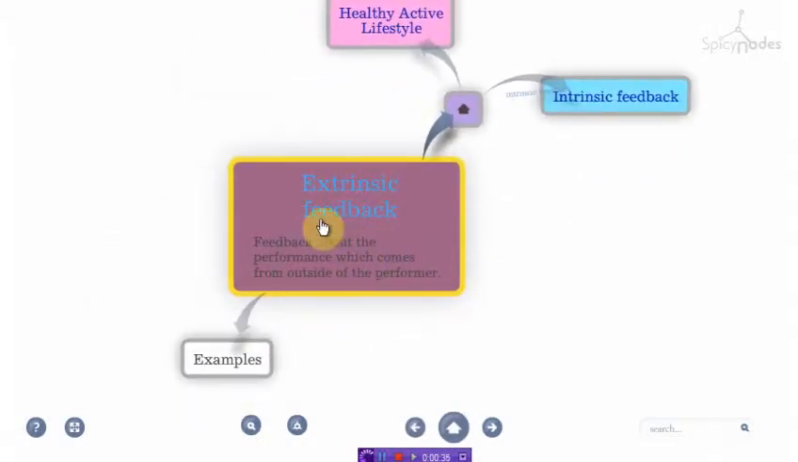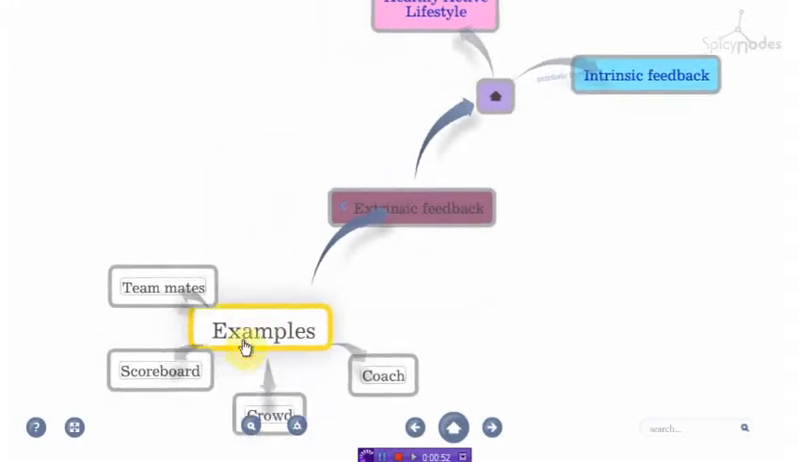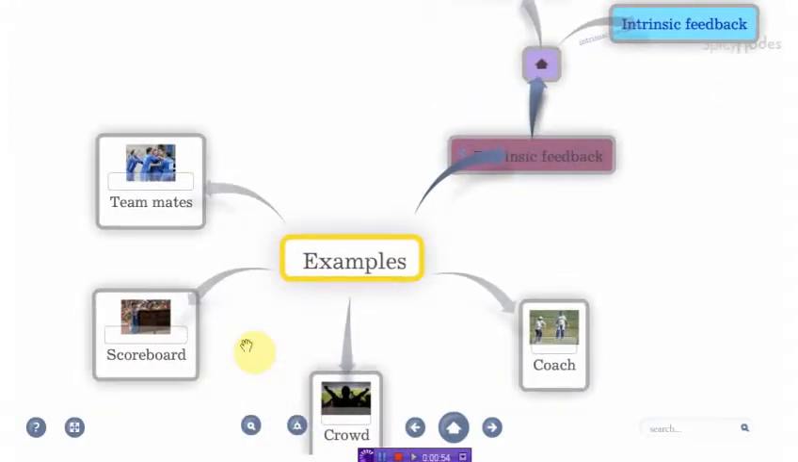And you can see here we've talked about feedback being information about performance. Now extrinsic feedback is any information about the performer or the performance that comes from outside of the performer themselves. If we look at some examples, there could be many different examples of where the information comes from. I've just chosen 3 or 4.